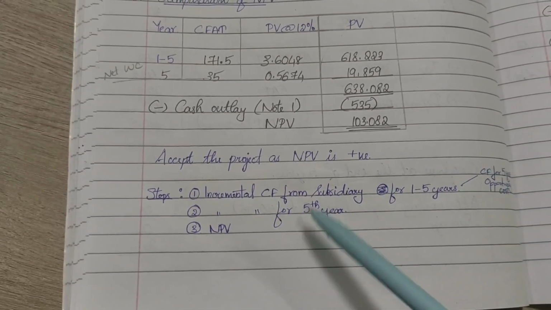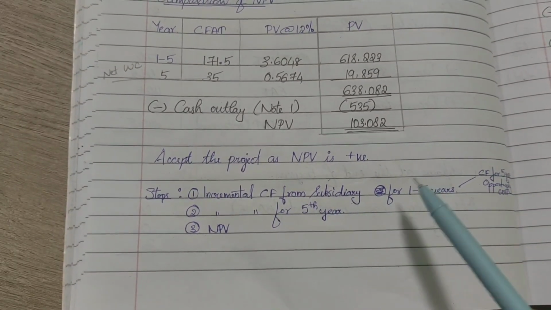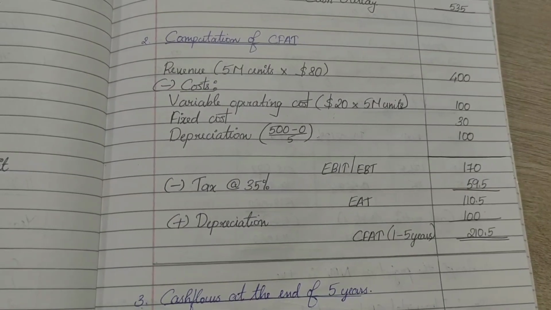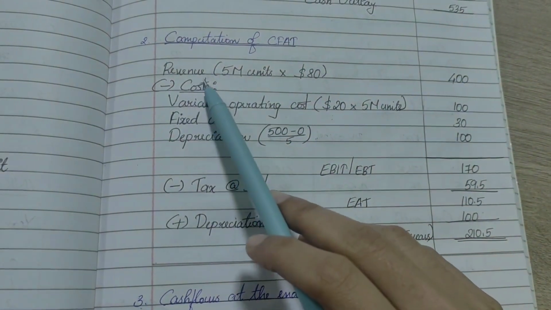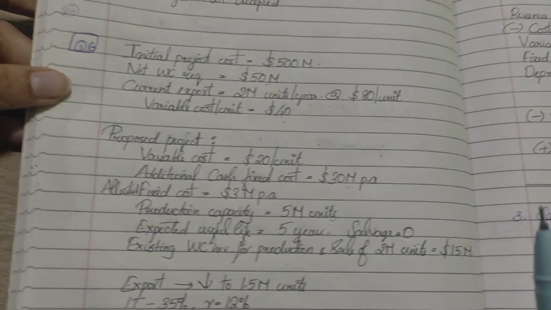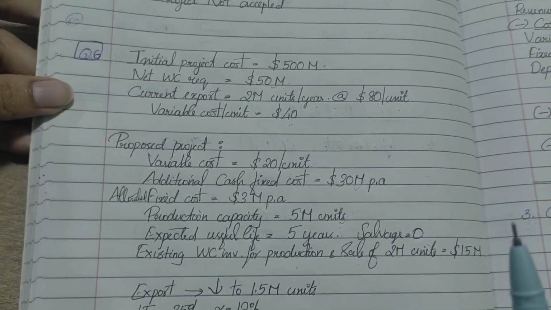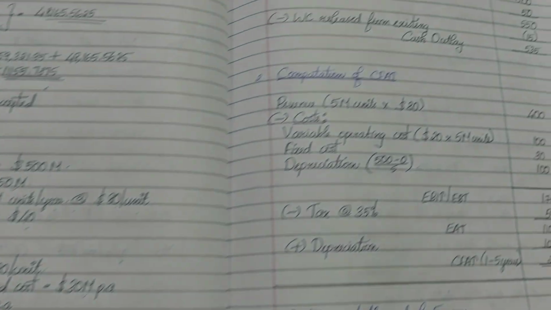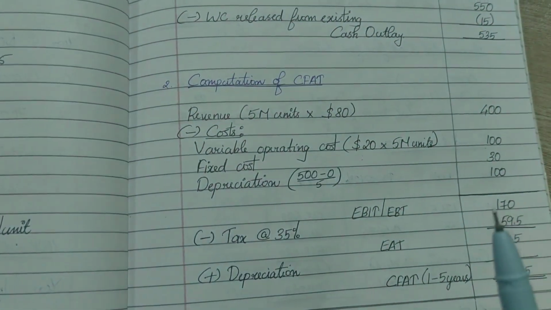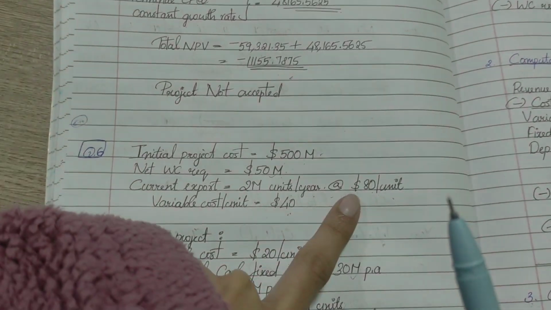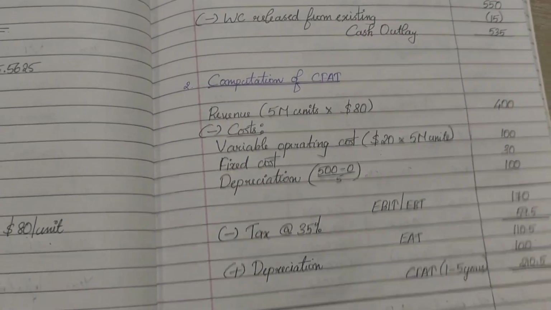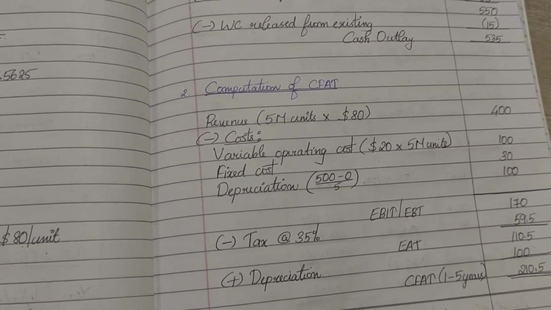So first, to find the incremental cash flow from the subsidiary, we need to find the cash flow and the opportunity cost. Computation of cash flow after tax. So what is the revenue? The capacity of the new production is 5 million units. So 5 million units into $80 per unit, which is the existing export unit price. So 5 million into $80 per unit will be the revenue, minus cost.